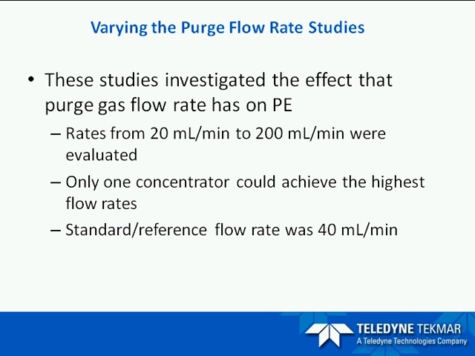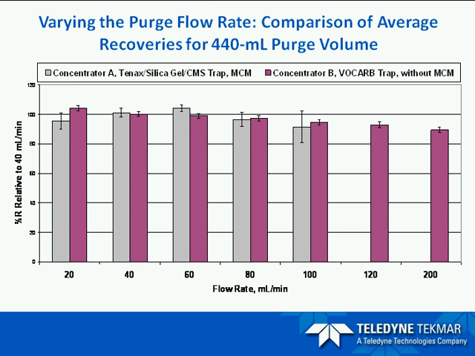Now, these studies investigated the effects of purge gas flow rate and what its effects are on purge efficiencies. Now, the rates that EPA decided to evaluate were varied from 20 to 200 mL a minute. Again, the Tekmar Stratum PTC was the only purge and trap system capable of achieving the highest flow rates. Following slides are going to present data gathered by varying the flow rate while maintaining that constant purge volume of 440 mL.